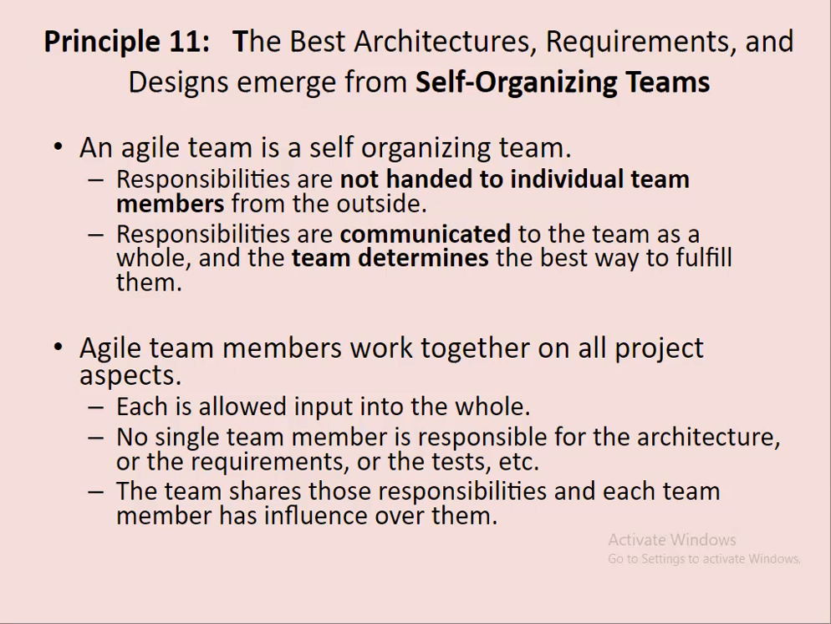An agile team is a self-organizing team. Responsibilities are not handed to individual team members from the outside, not even the Scrum Master. They decide themselves who will do what. Responsibilities are communicated to the team as a whole, and the team determines the best way to fulfill them. They will decide who will do the plan, how much duration we have to spend on the planning, designing, development, testing.